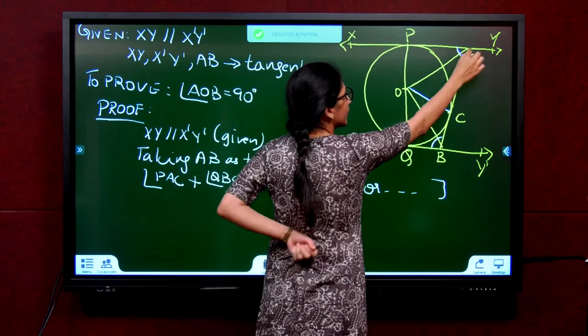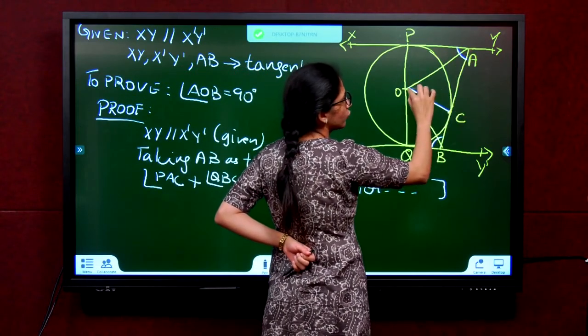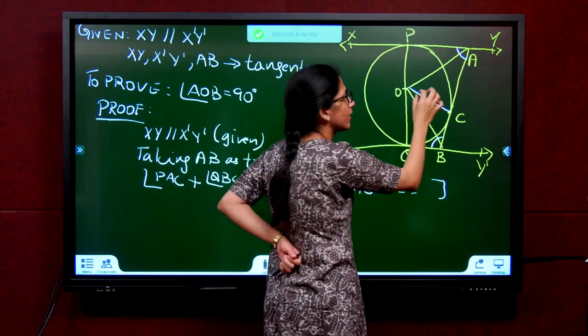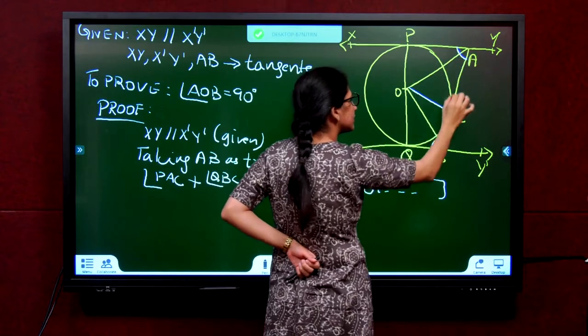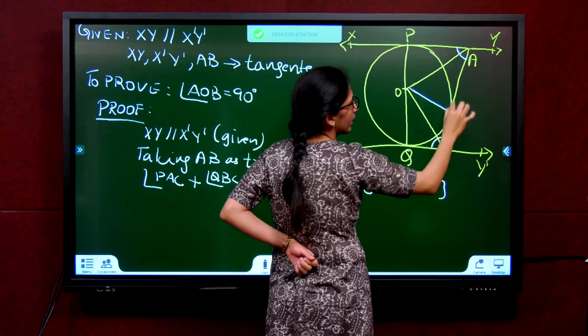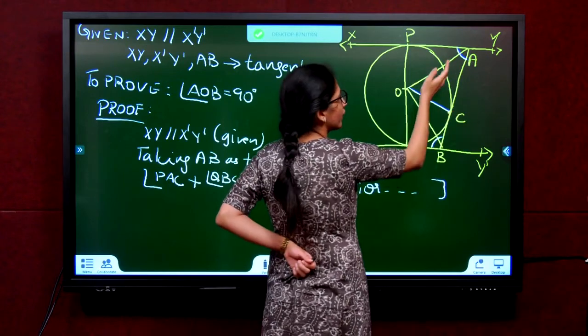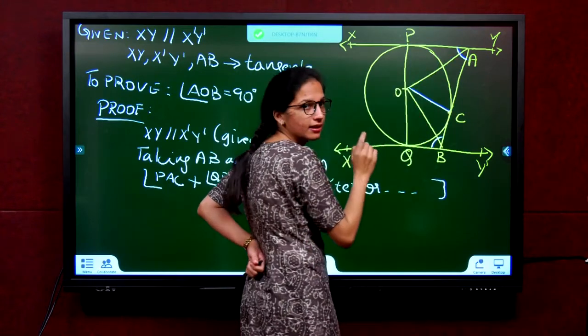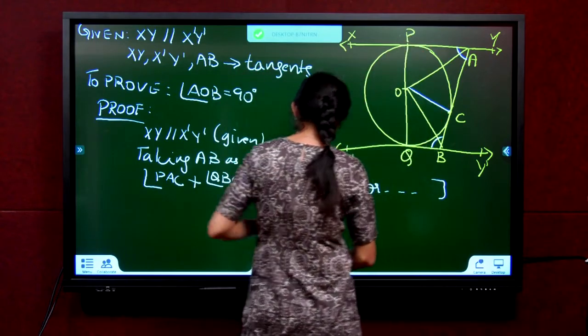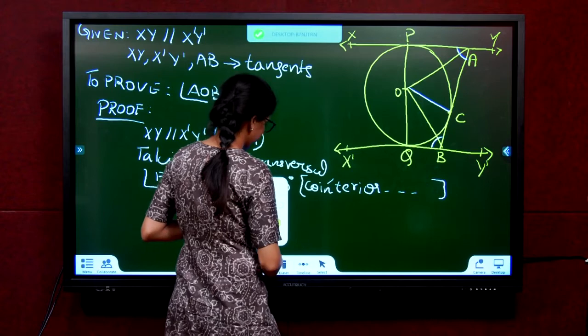See, I have PAC, but I want to find this angle. I want only this triangle OAB. So I am worried only about this angle OAC. I don't care about PAC. I am worrying about OAC. So we will try to find the relation between this and this. See how? Take these two triangles.